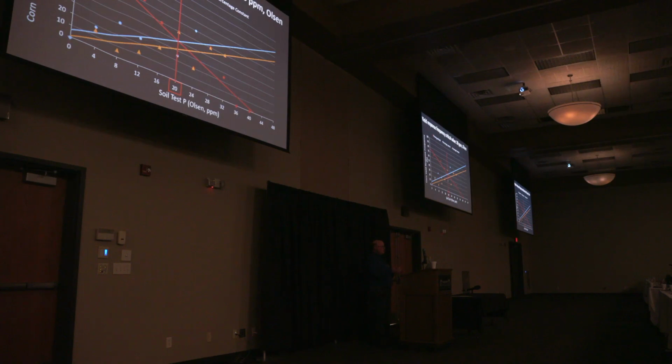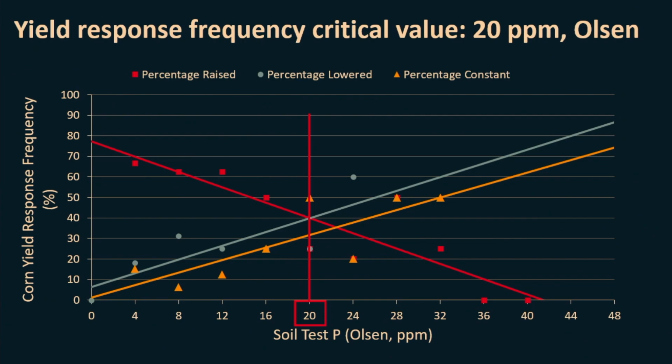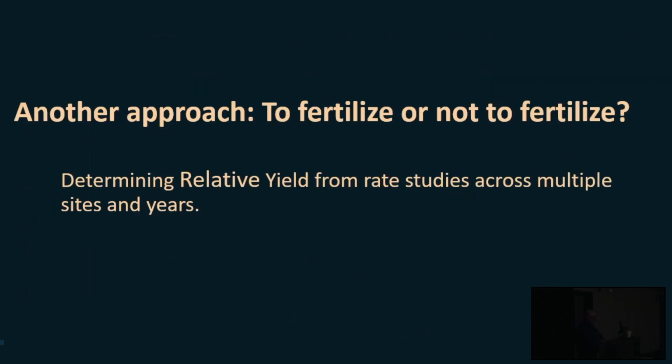Now, it does not answer the question, how much to apply. We probably could ascertain that as you got lower phosphorus, you would need more than as you got closer to 20. We probably could do that, but still, we don't know. All we know is it took 100 pounds of P to get to that 20 parts per million sufficiency level. So above 20, there's no need to put on any more phosphorus. Okay, so that's one method to determine.